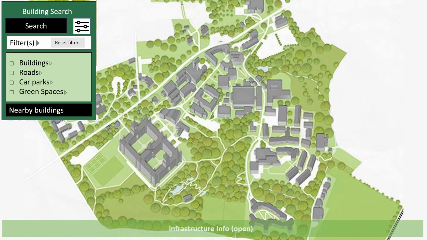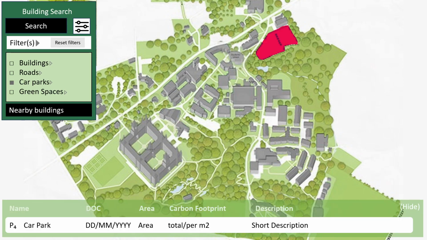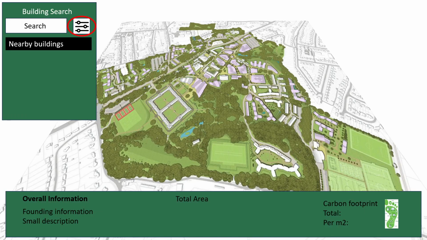Building search is not just limited to buildings, but can also help in distinguishing multiple types of infrastructure, such as roads, car parks, green spaces, and many more in the vicinity of the campus. Any valid queries will highlight and display some information on the respective structure.